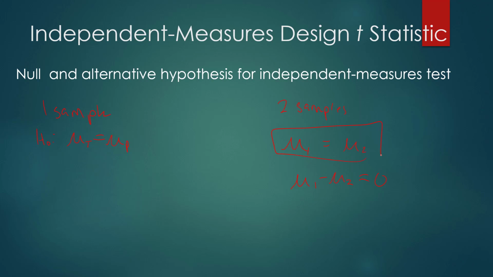I put that here hopefully to help you understand the formula when we get to the independent measures t-test formula. You're going to need to keep those separate come the exam, because you're going to see problems for the one sample t-test and problems for the independent measures t-test. You need to know when to use which formula.